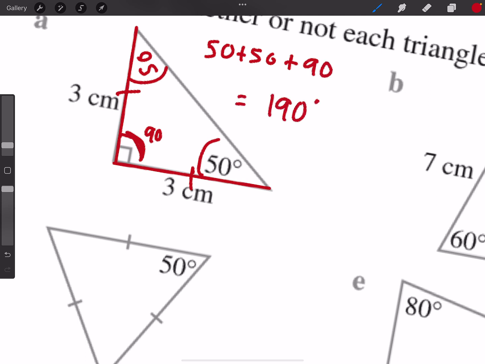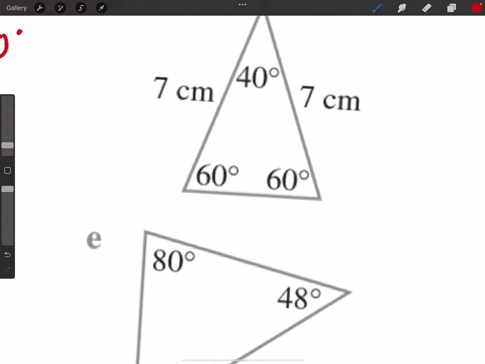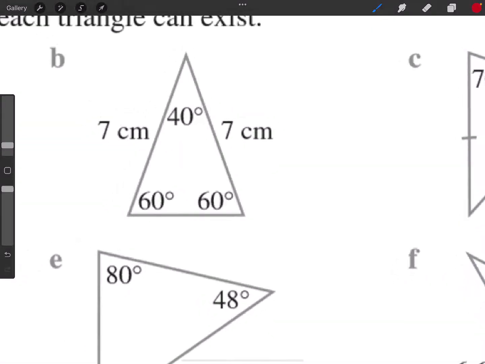Can a triangle have 190 degrees? That is a no. Because a triangle can only have 180. No more and no less. Just exactly 180 degrees. Okay, next one, question B.